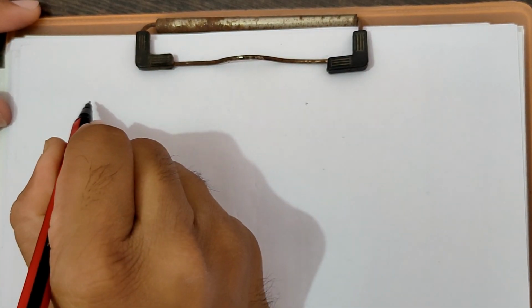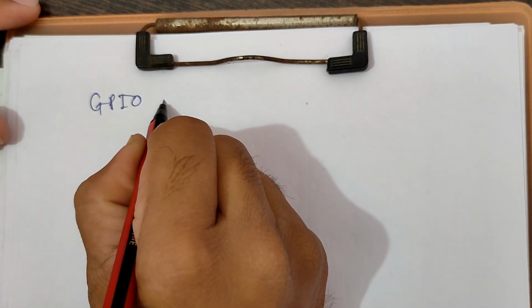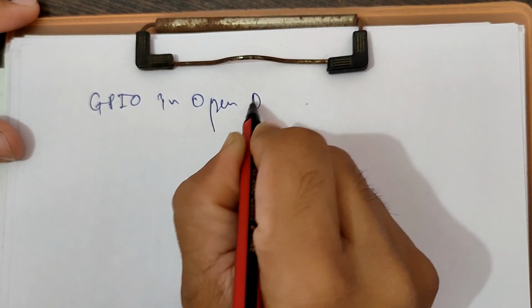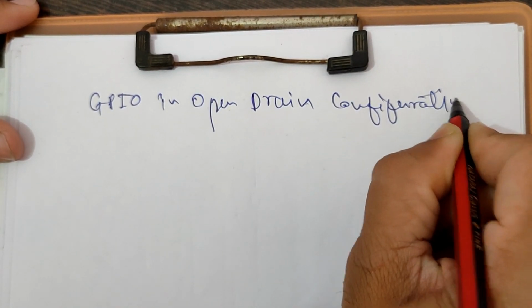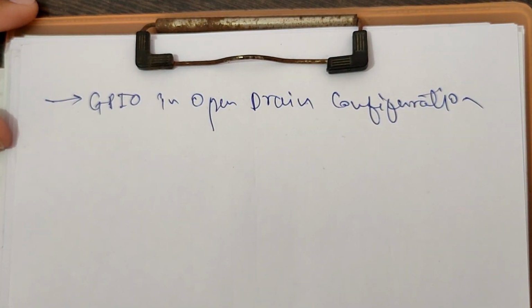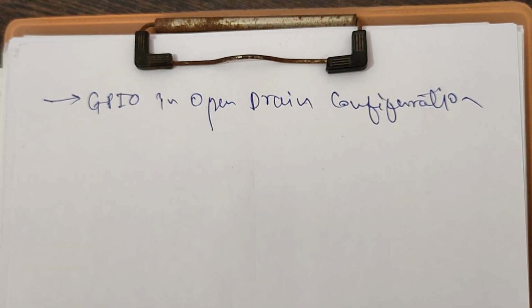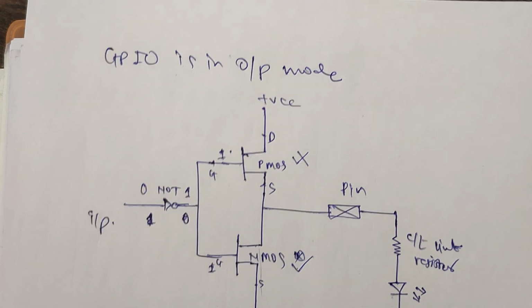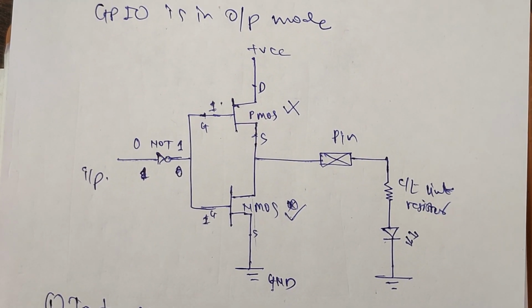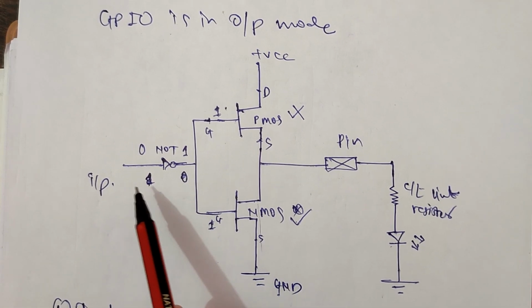Okay, now we will see GPIO in Open-Drain configuration. Previously we have seen GPIO in output mode. Okay, we understand this block diagram. You can see, we know how that flow is there when we give 0 or 1.